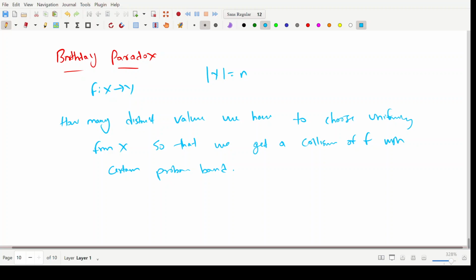So if we consider X as a group of people, the image f of xi is the birthday of the ith person. Say X is a group of people, and f of xi is the birthday of the ith person. And Y is the set of n different birthdays.